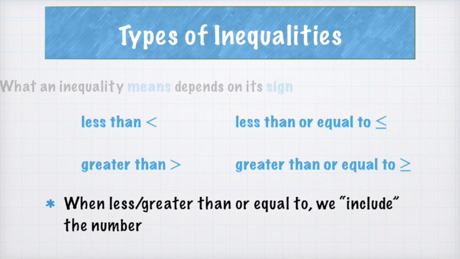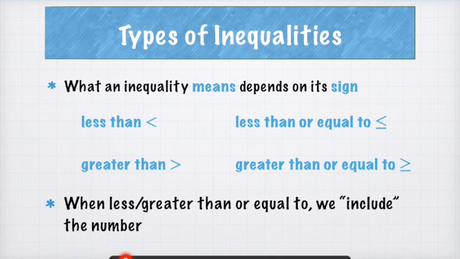So there's some types of inequalities. What an inequality means depends on its sign. You have the less than sign, the less than or equal to sign, the greater than sign, or the greater than or equal to sign. So what it's telling you is that one side is either less than or equal to, or greater than or equal to the other one. When we have something that's less than or greater than and equal to something, we include the number of the solution. So basically we can say, yes, we can have one side be equal, but we can also include everything that makes it so that it's unequal.